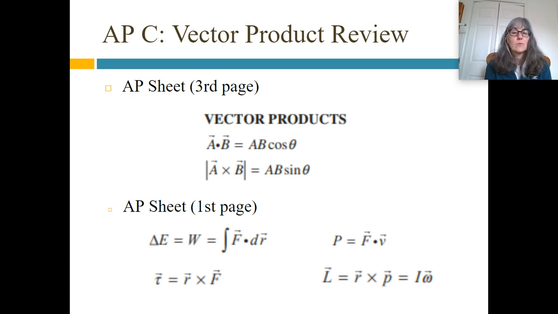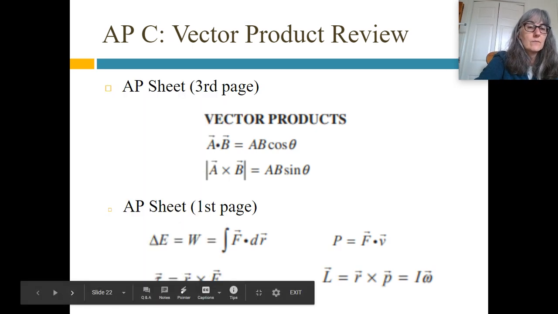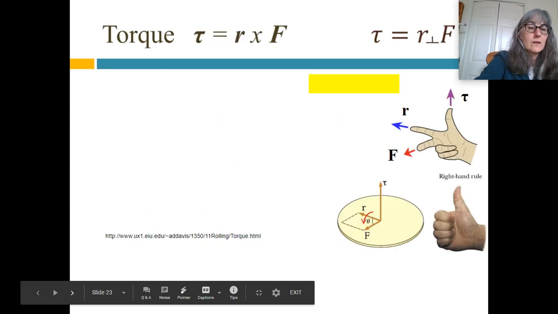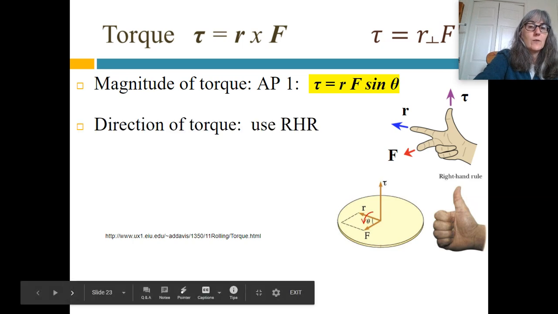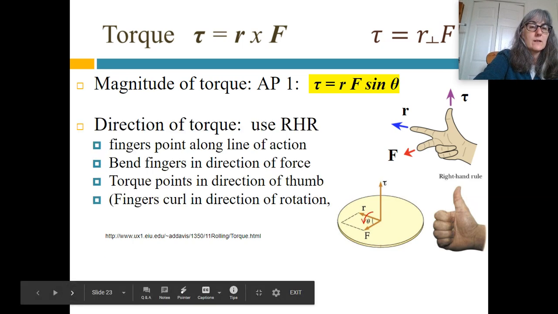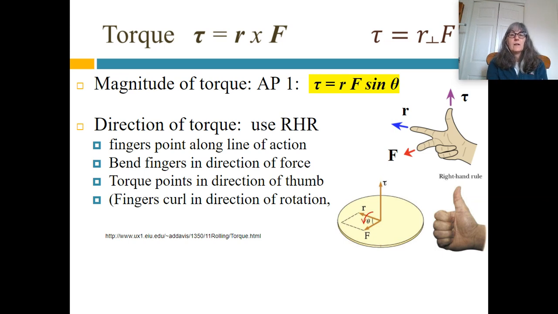So if we have torque is equal to r cross F, that means that you're going to have rF sine theta. And angular momentum we'll get to later, that's what L is. That's also a cross product. Okay, so getting to that. If you're looking for torque and you want to know what it is, the torque is going to be rF sine theta. Just as I said, that cross product becomes a sine theta on the AP sheet. That's the equation that they give you, rF sine theta, and also the r perpendicular F.